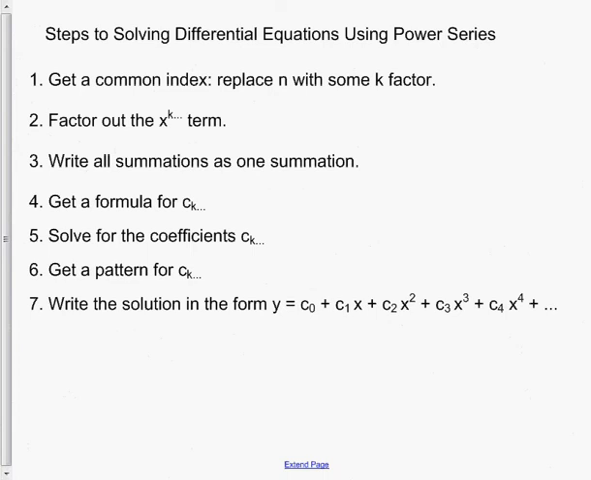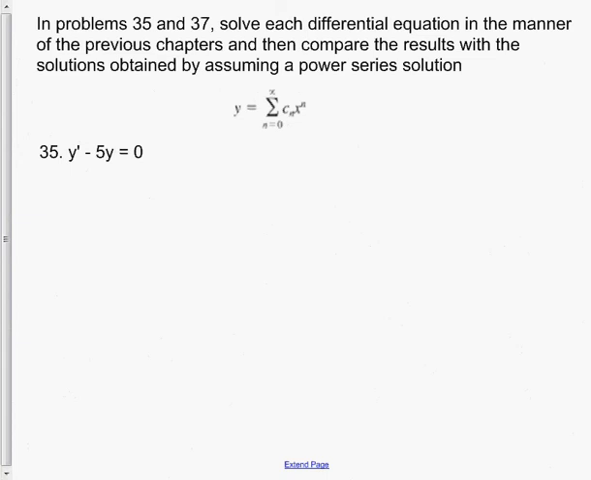Solve for the coefficients c sub k. Get a pattern for c sub k. Step 6, and then 7, write the solution. So here, let's take this problem, number 35. It says solve the differential equation in the manner of the previous chapters, and then compare the result with the solutions obtained by assuming a power series solution.